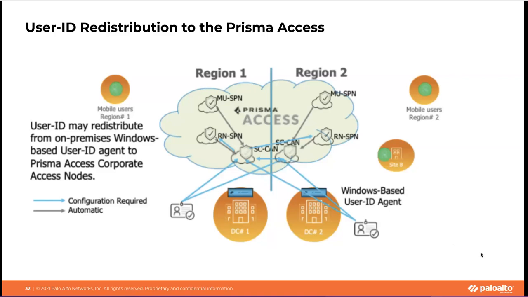Corporate access node template or service connection template configured to pull user ID learnings from whichever on-premises user ID device holdings. Mobile users SPNs, security processing nodes, do not require this information because they will get the user ID information they need from the GlobalProtect behind the RN SPN. And the RN SPN pulls this user ID information from the service connection.